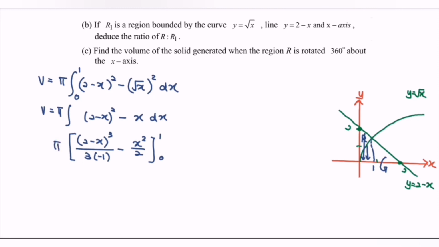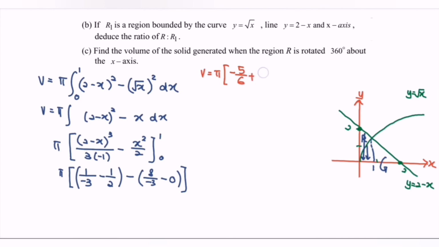Kindly substitute the limits. If we substitute 1, we will have pi times the bracket 1 over negative 3 minus 1 over 2, minus, if we substitute 0, we will have 8 over negative 3 minus 0. So V equals pi times the bracket negative 1 over 3 minus 1 over 2, so we will have negative 5 over 6 plus 8 over 3. So V equals 11 pi over 6 unit cube. So here we are, and thanks for watching.